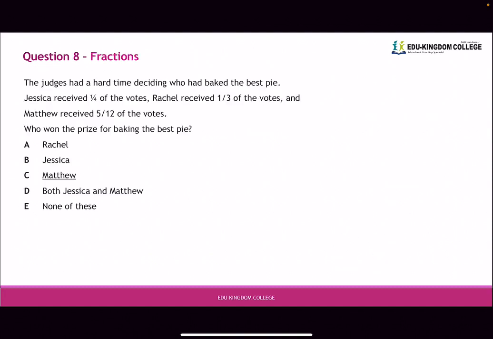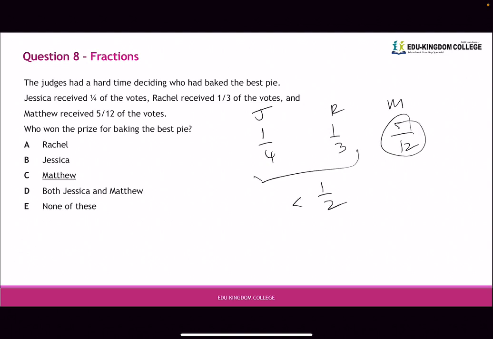Okay. Now question 8. There's judges deciding who had the best pie, and we're comparing fractions here. So 1 over 4, 1 over 3, 5 over 12. So we had Rachel, Matthew, and Jessica. Now, just by looking at it, you can already tell, because these two are less than half. This is just less than half. So if you want to calculate it like that, it would already be Matthew.